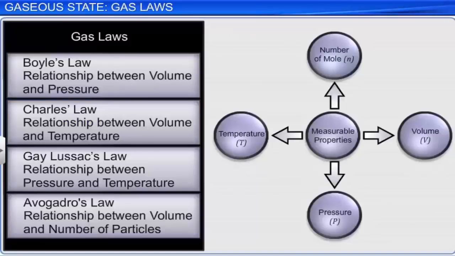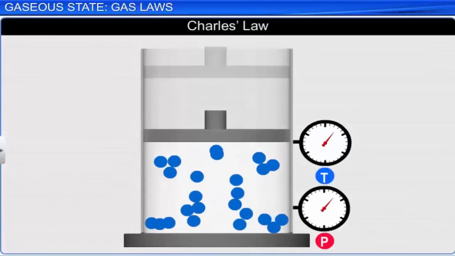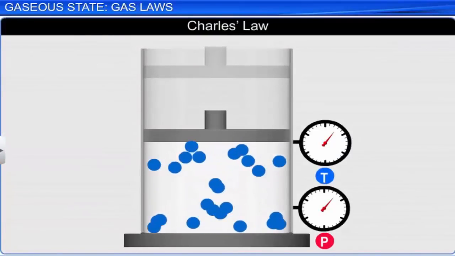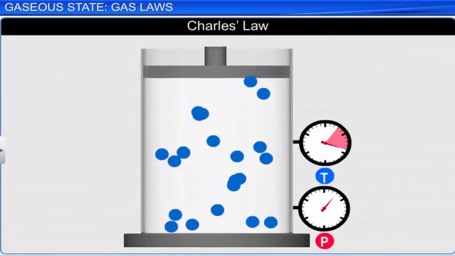The next law is Charles' law that describes the relationship between volume of a gas and its temperature. Jacques Charles and Gay-Lussac studied the relationship between volume and temperature of gases independently. They concluded that for a fixed mass of gas at constant pressure, the volume of gas increases with increase in temperature and decreases on cooling.